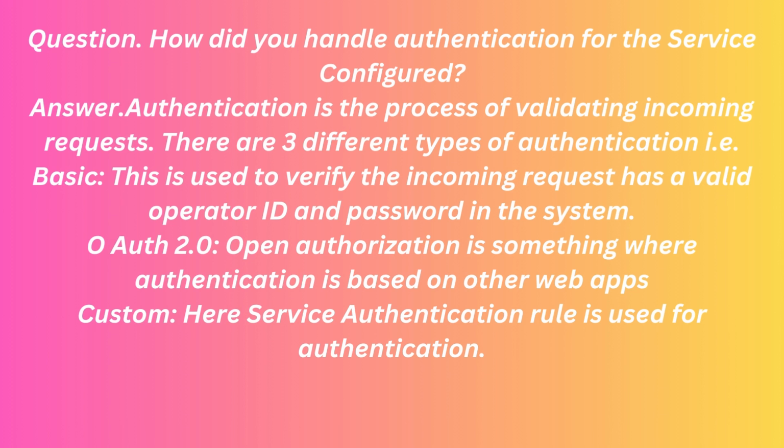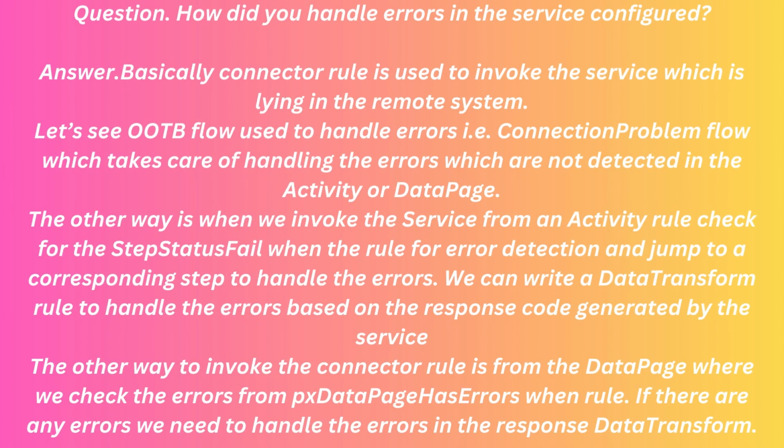OAuth 2.0, Open Authorization, is where authentication is based on other web apps. Custom: here the service authentication rule is used for authentication. Question: How did you handle errors in the service configured? Answer: Basically, a connector rule is used to invoke the service, which is lying in the remote system.